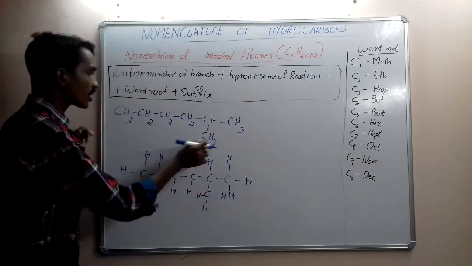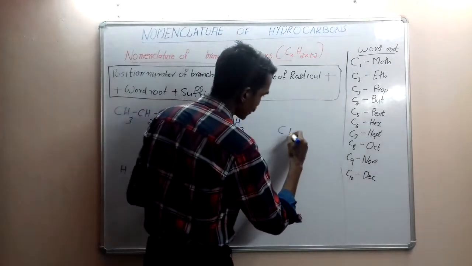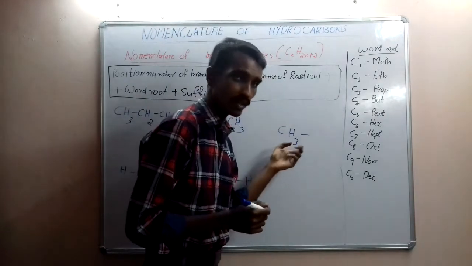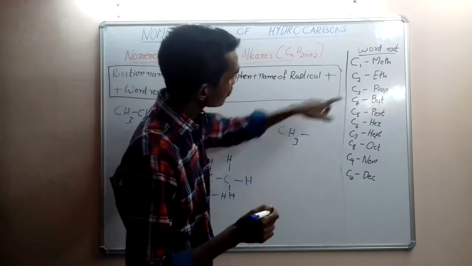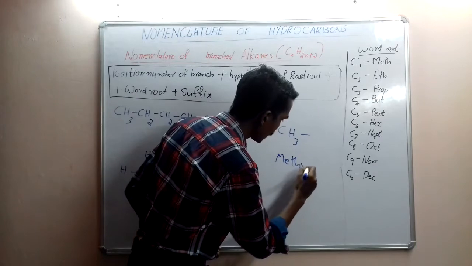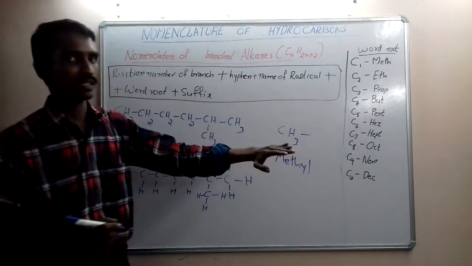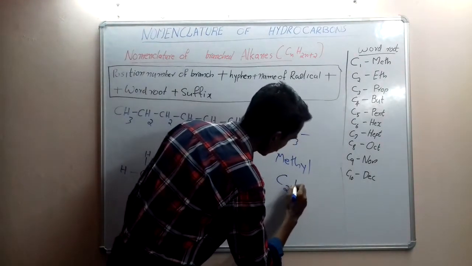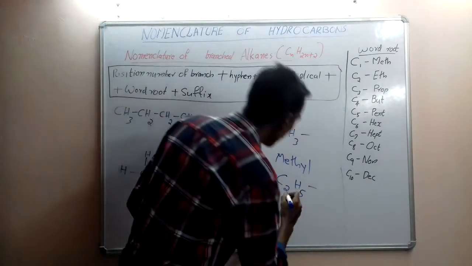Okay, so in this case only one alkyl radical is there, this CH3. So we write CH3 and a hyphen. This is known as alkyl radical. We already told this. So what is the name of the alkyl radical? It is methyl. So methyl, with YL, methyl. Okay, so we call it methyl, CH3. And when it is C2H5 and a hyphen, we call it ethyl.